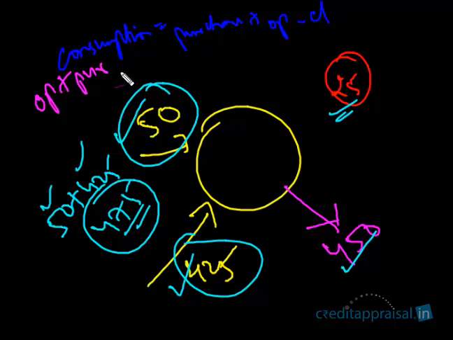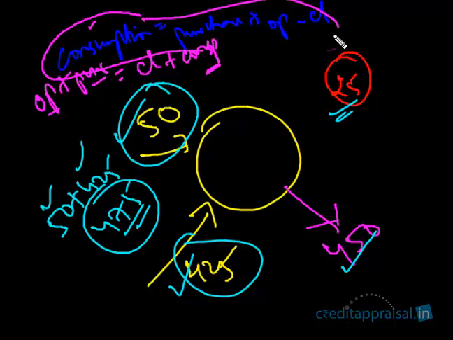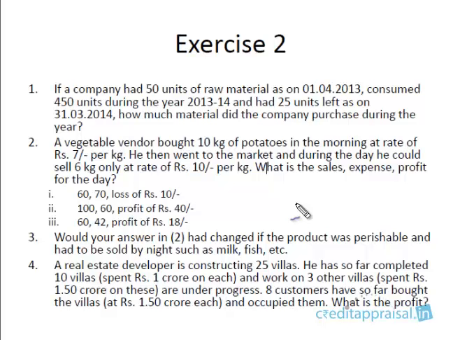So this should be equal to closing plus consumption. This is the same formula, right? Consumption is equal to purchases plus opening minus closing. So this is a small formula which you can remember. So to answer this question, the first question answer is 425. So let us see the second question.